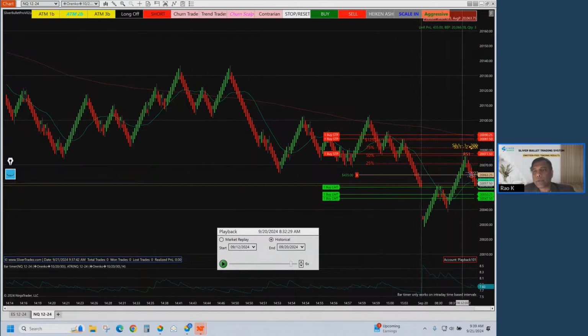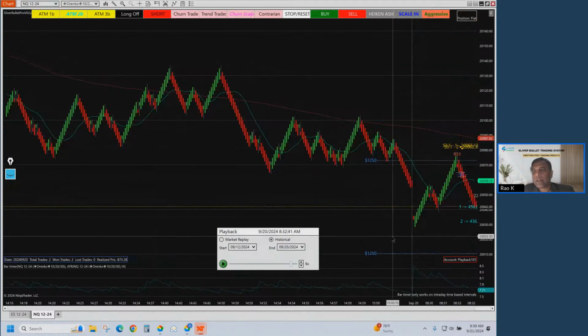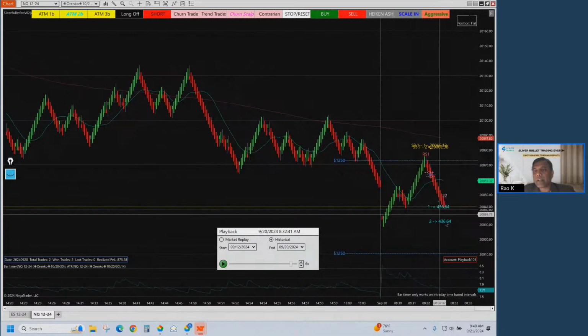Additional 2 contracts were placed, were shorted. Target filled. And you can see the profit that has been printed here, $436 and again $436. And from 2 trades, it's $873, and it's only 2 minutes 41 seconds since the market opened. My goal is $2,000, so I will wait.